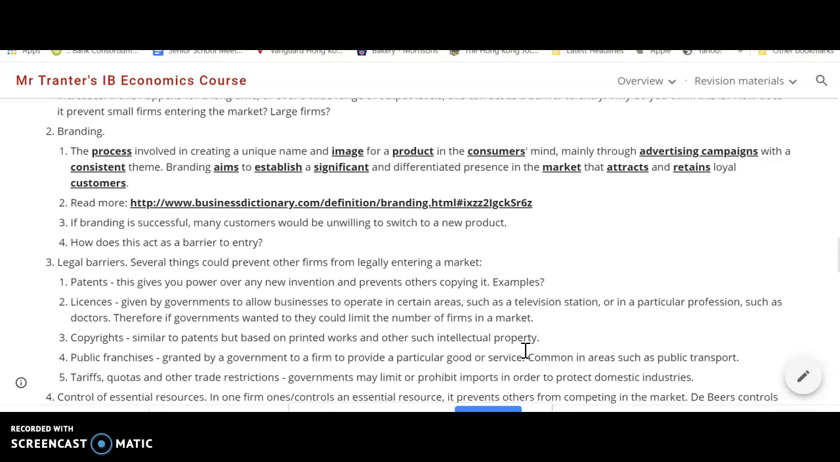So I'm sure we can all think of companies which have got a good brand image. If you're talking about sportswear, you might be talking about Nike, Adidas, those sorts of companies that spend huge amounts of money on their branding. That is a barrier to entry. That would make it very difficult for another firm to enter the market because, again, to compete, they would have to spend huge amounts of money to establish their own name.